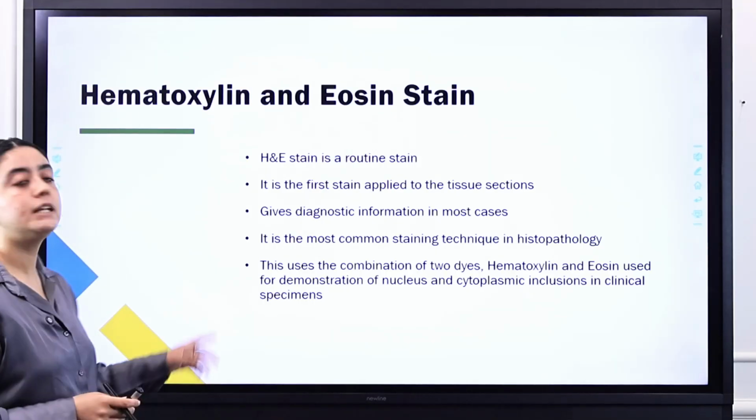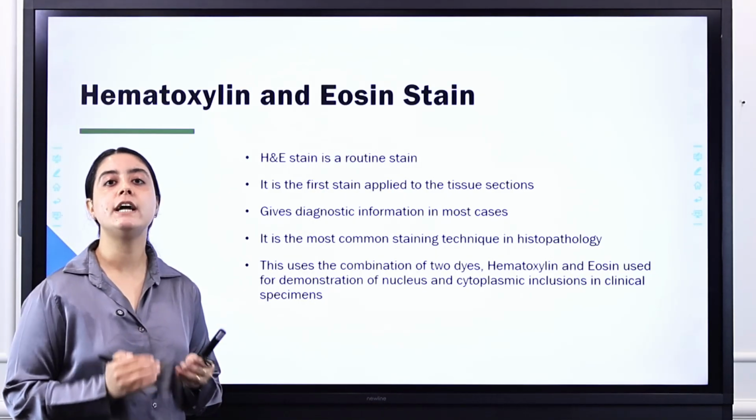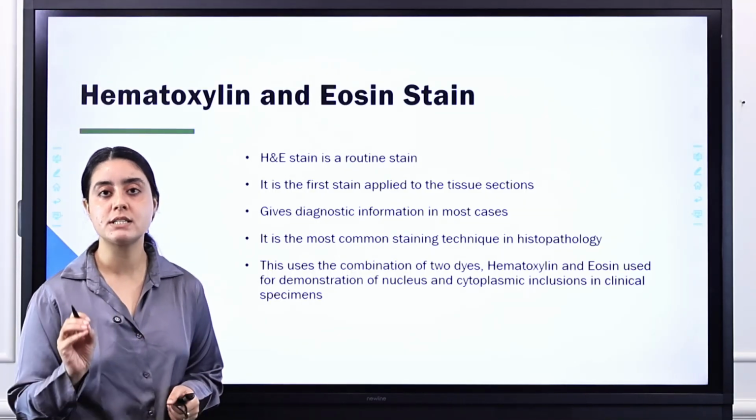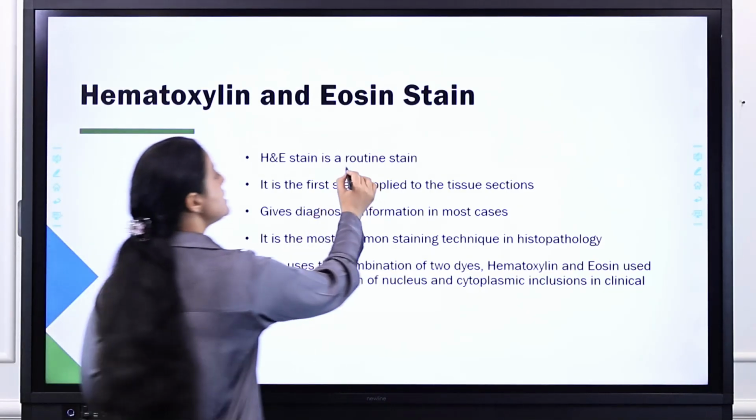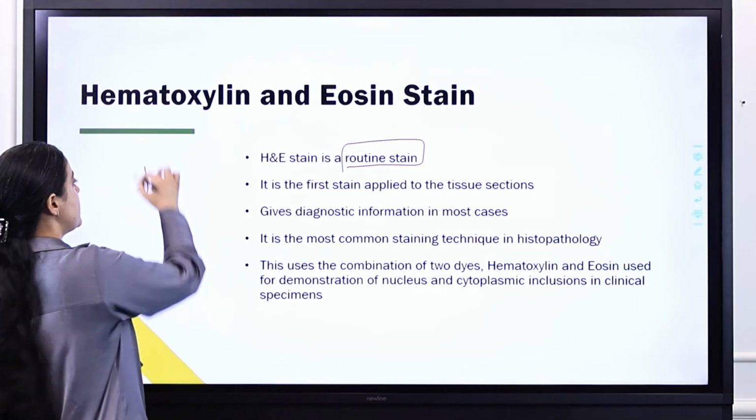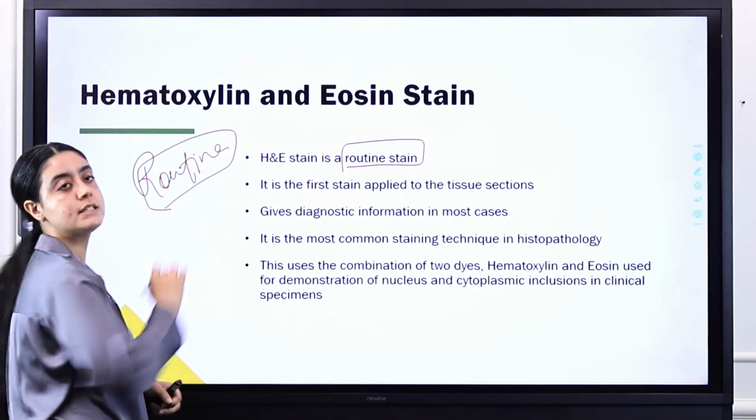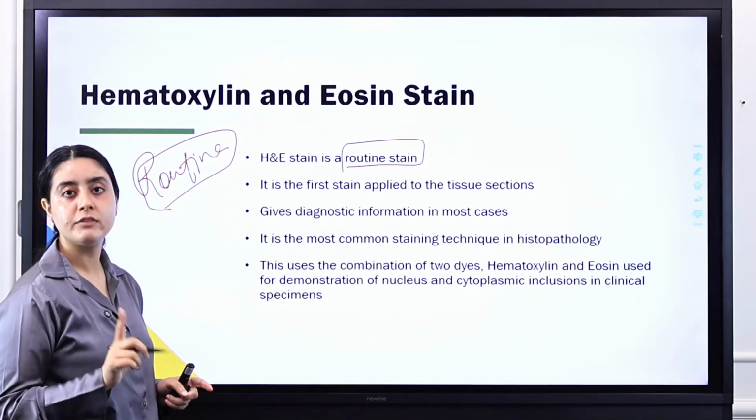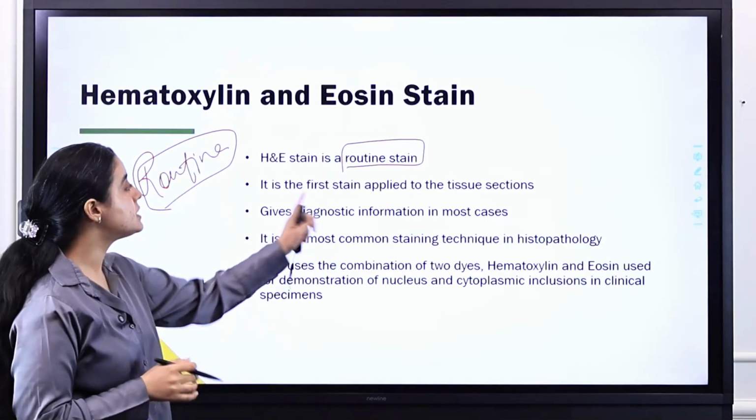So, hematoxylin and eosin stain. Hematoxylin and eosin, or H&E stain, is very common, and it is done on a routine basis in our histopathology lab. It is a routine stain. At first we study only routine stainings. So in our routine staining category, we have the H&E stain. It is the very first step we do in the histopathology lab when we have to do stainings.